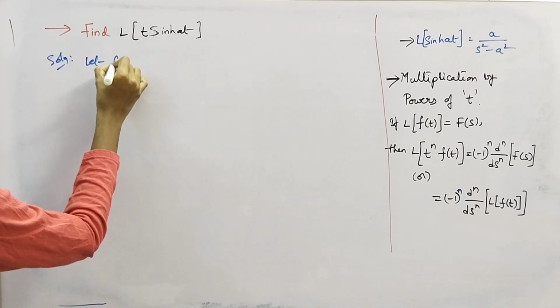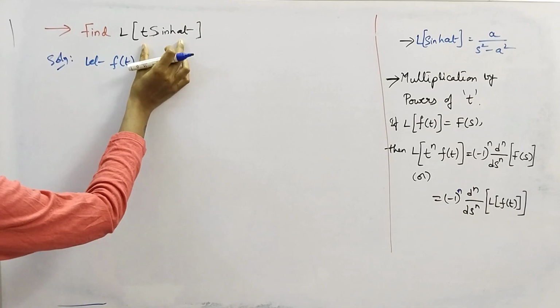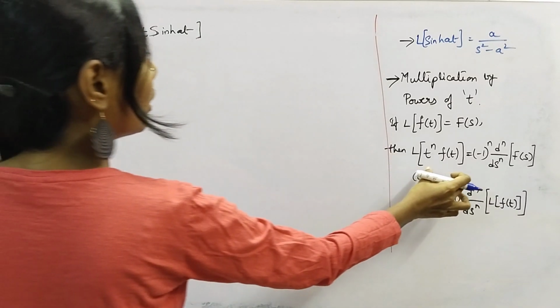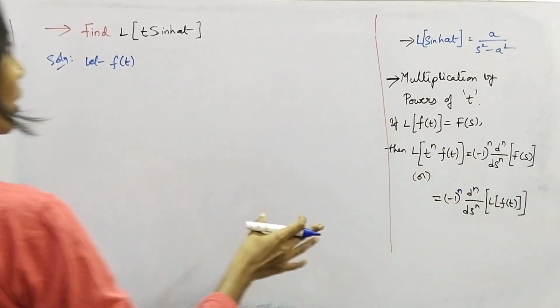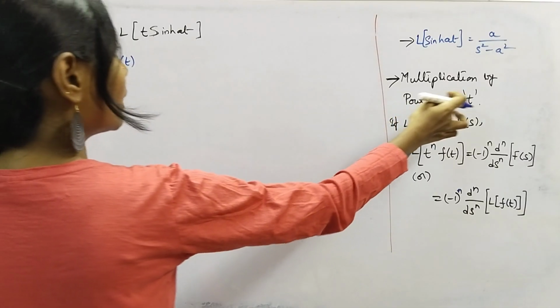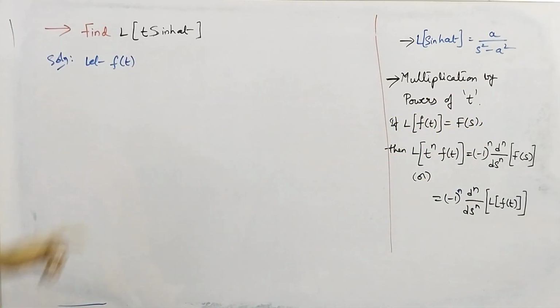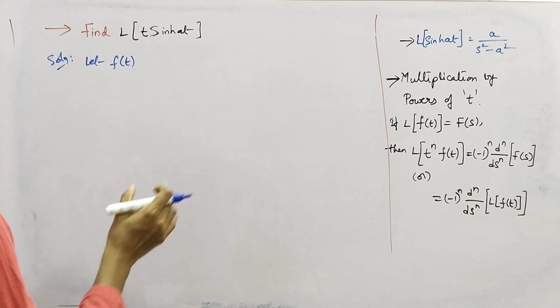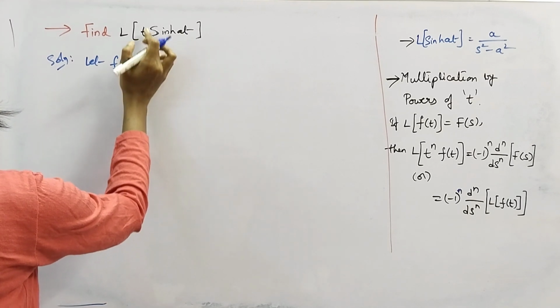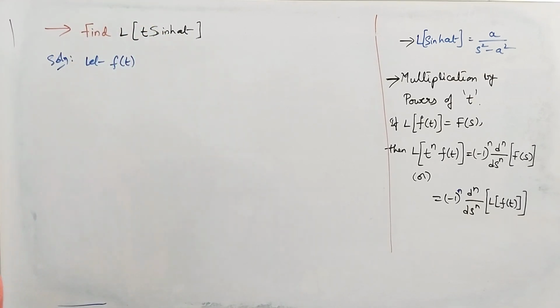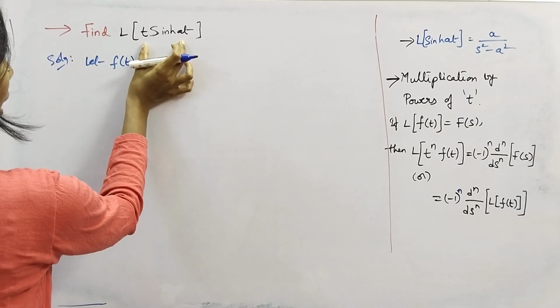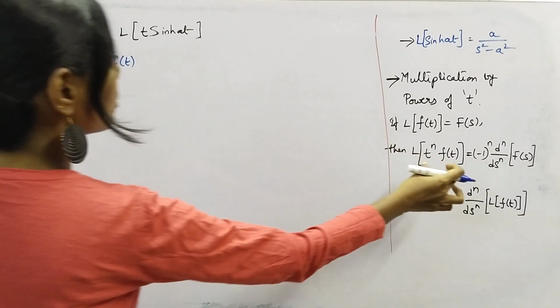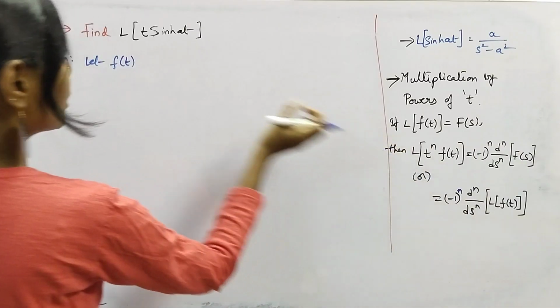Let f of t. Just compare this with the formula L of t power n f of t. So here we are going to apply the multiplication by powers of t formula because we have t here, right? sinh at is multiplied by t power 1. That's the thing we have to understand. Okay, so just compare L of t sinh at with L of t power n f of t.